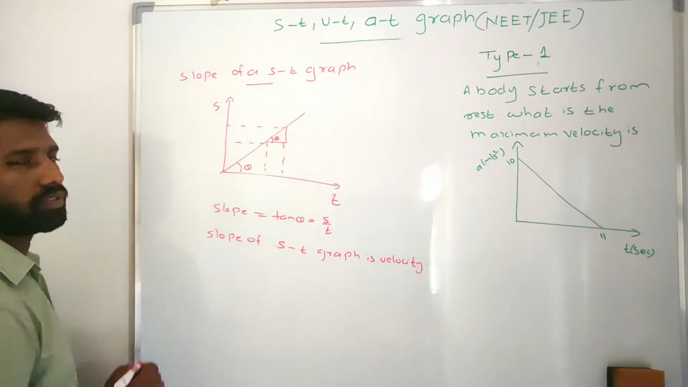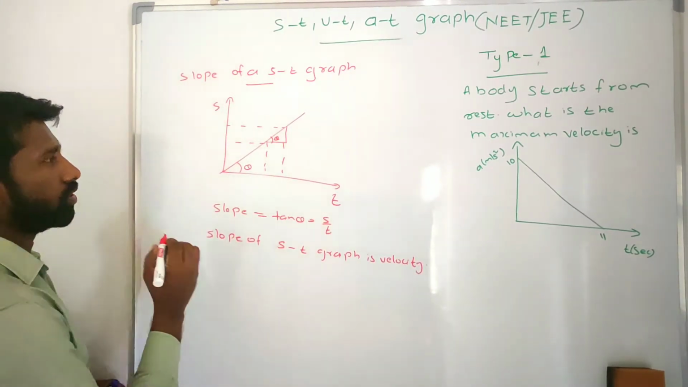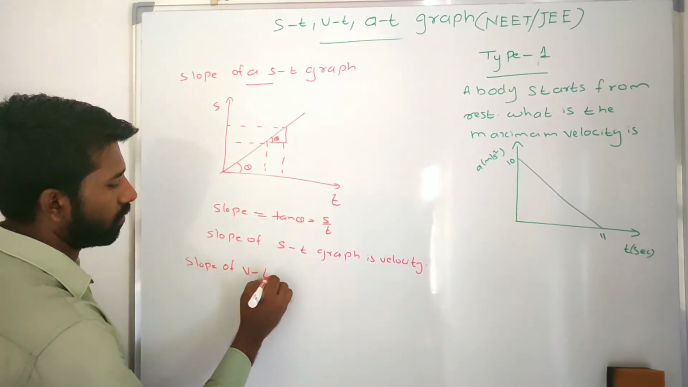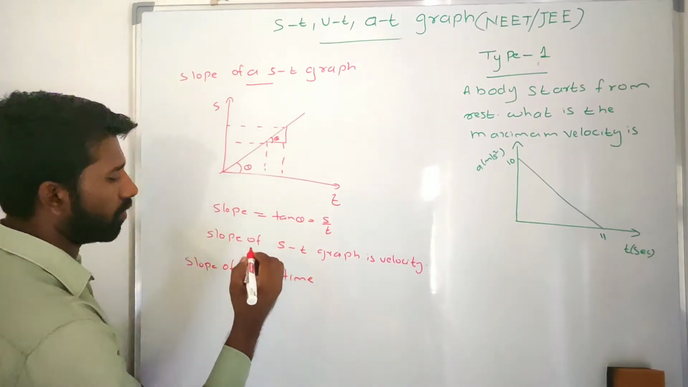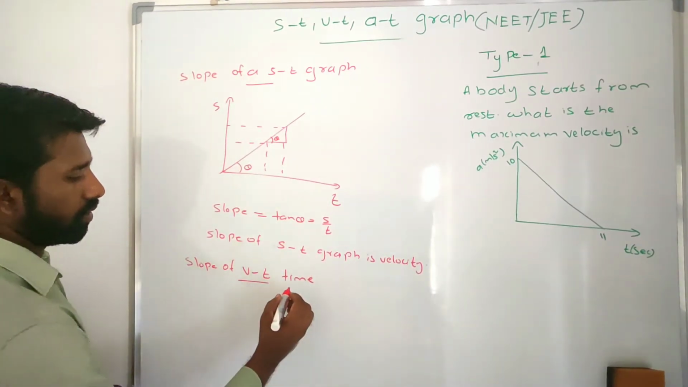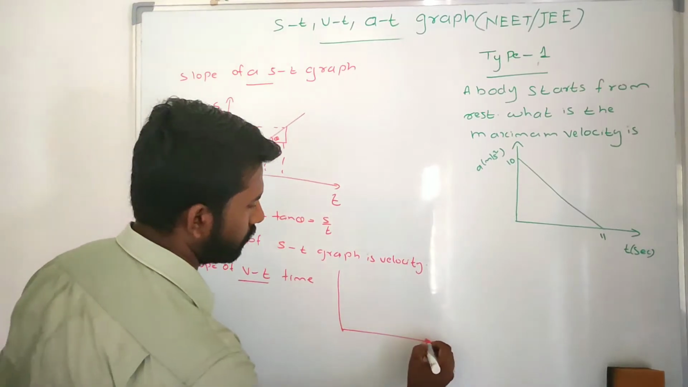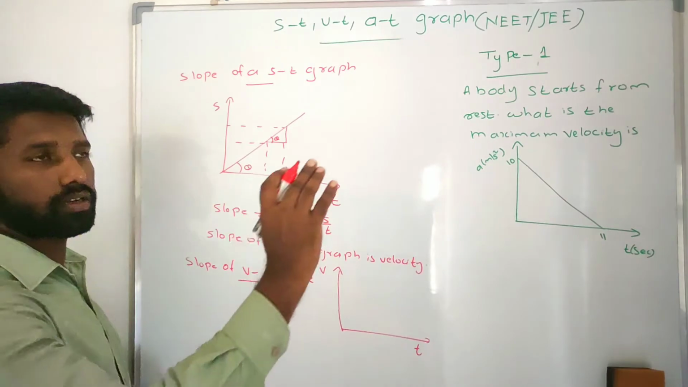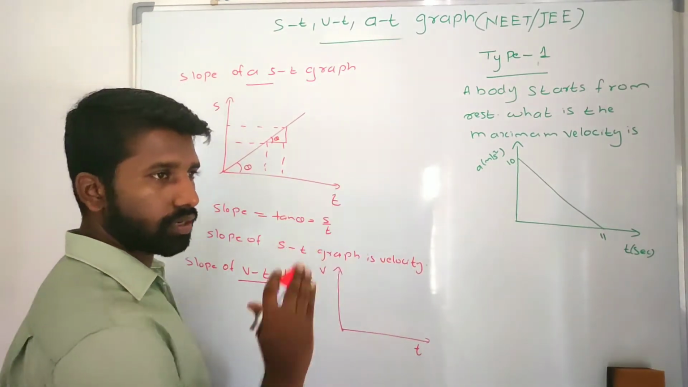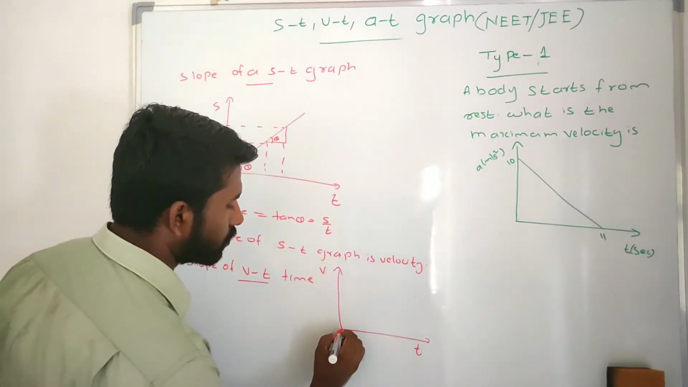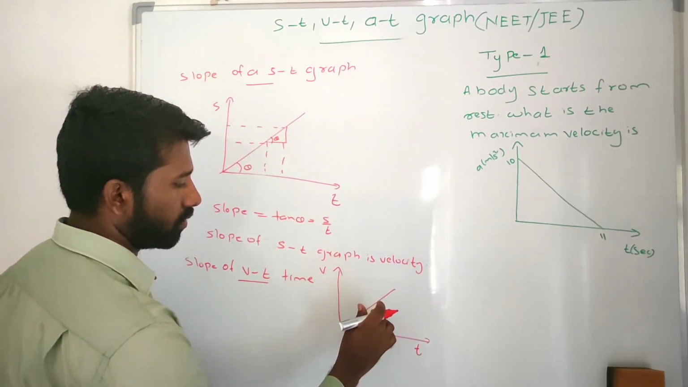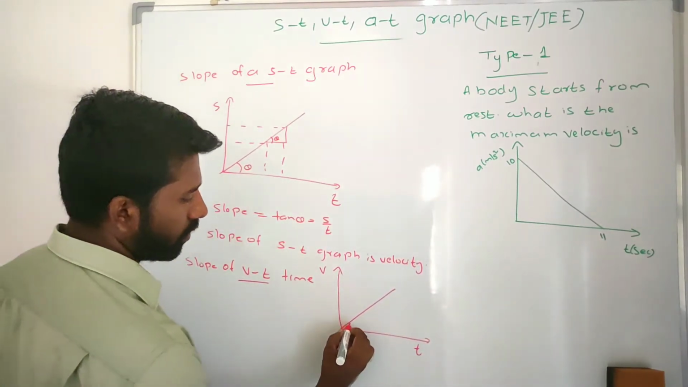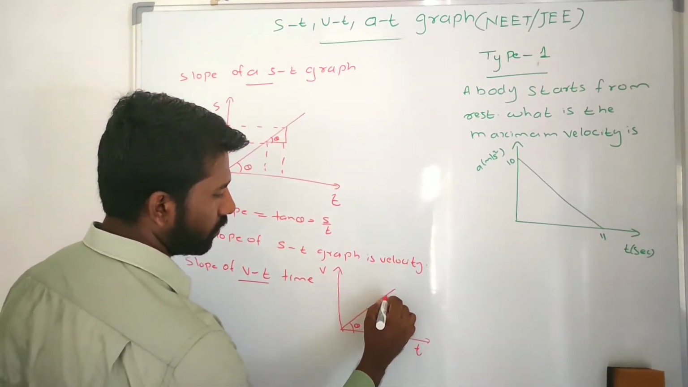Then we will see the slope of the velocity-time graph. The graph is like this. I am going to take a uniformly accelerated motion graph. In uniform acceleration, the acceleration is constant, so the graph is like this.